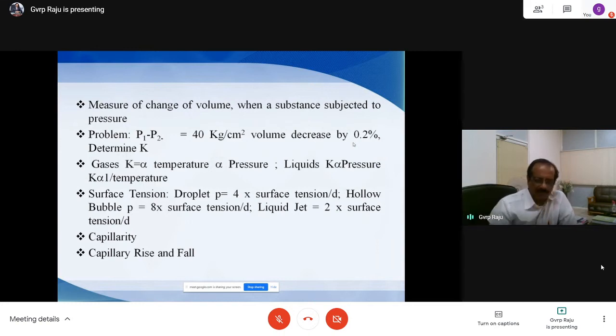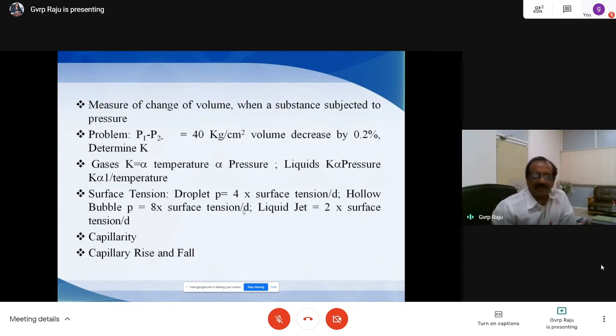So K is equal to 40 kg per centimeter square divided by 0.2. The 0.2 is a percentage, so you need to take 0.2 by 100. So 40 divided by 0.2 by 100, the answer is 20,000 kg force per square centimeter. Kg force per square centimeter is the unit of bulk modulus.